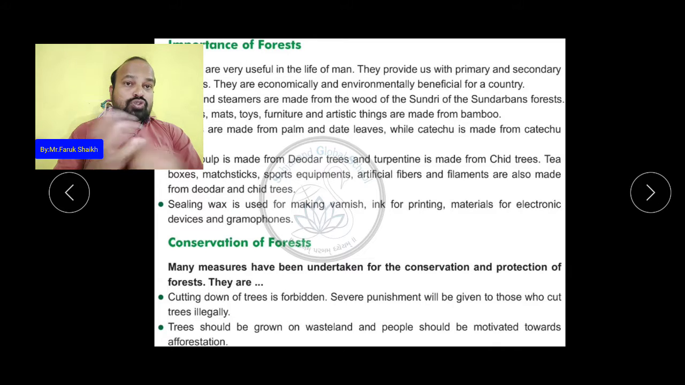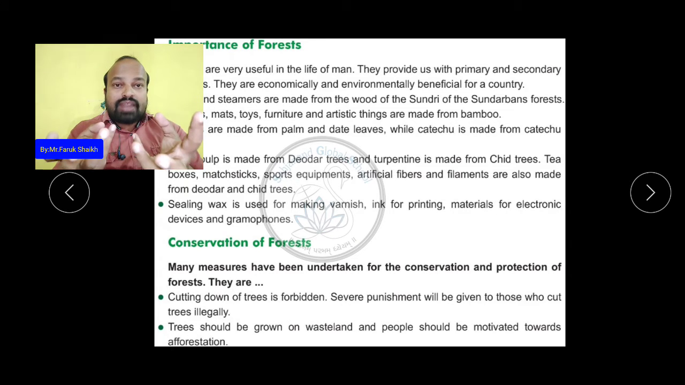People have to grow trees on wasteland, which is land that is not useful for agriculture. In this land people can grow trees, and people should be motivated toward afforestation. Means while there is a birthday celebration, you spend lots of money on your parties and all other things. Instead of this, you can give every person one plant, and they have to plant it on the wasteland. This is also most important.